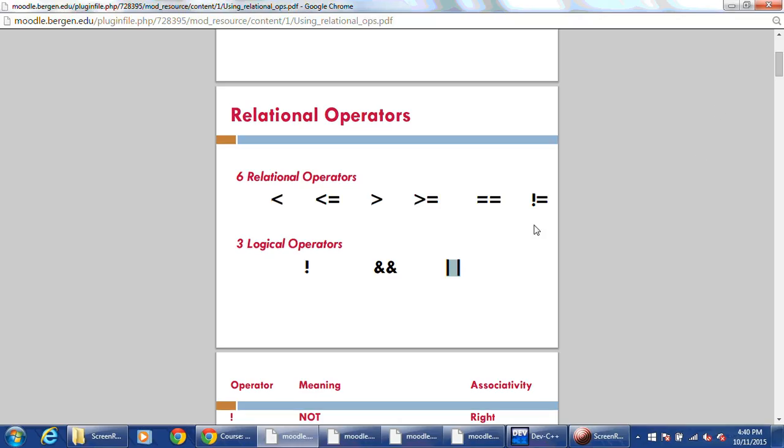So how do these work? Well, when you're dealing with relational operators and logical operators, you have to understand that the result of an expression will always give you a true or false value. Again, the result of a relational expression or a logical expression will always give you a true or false value.